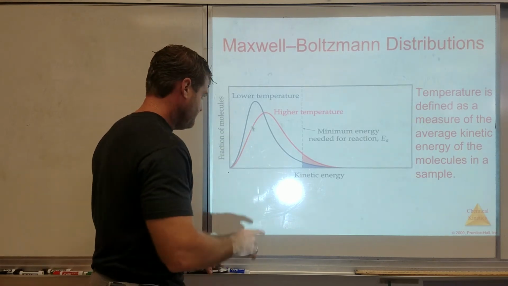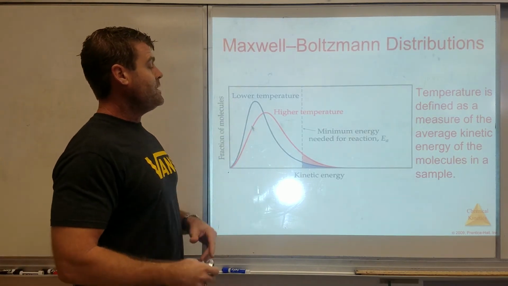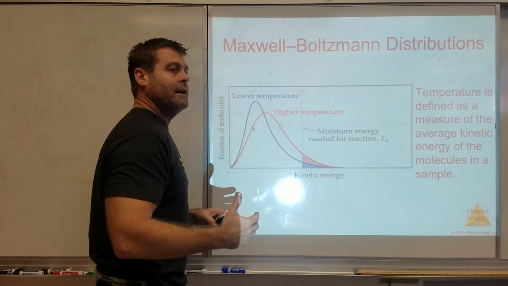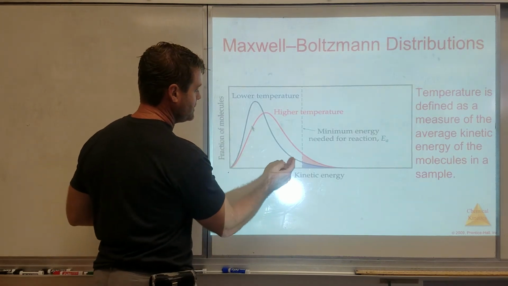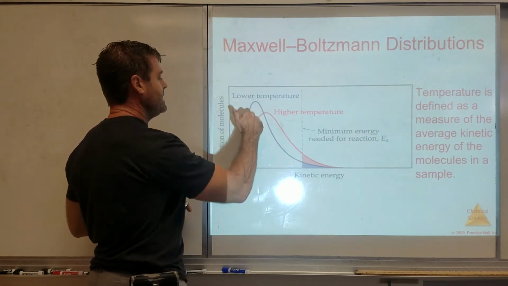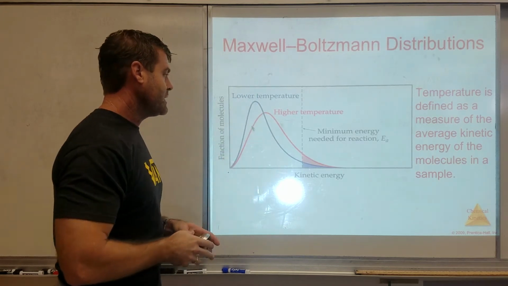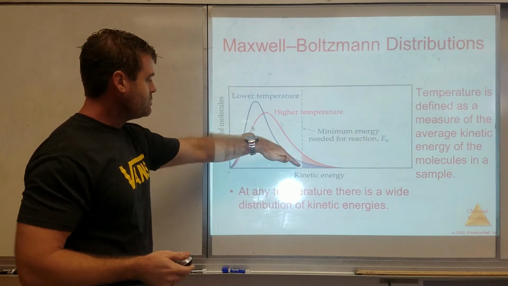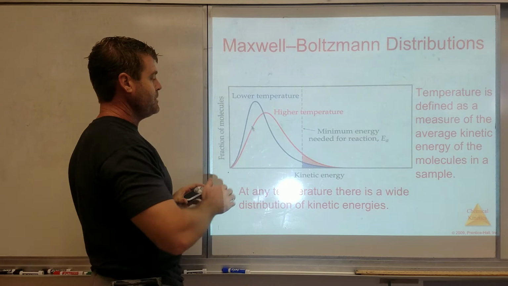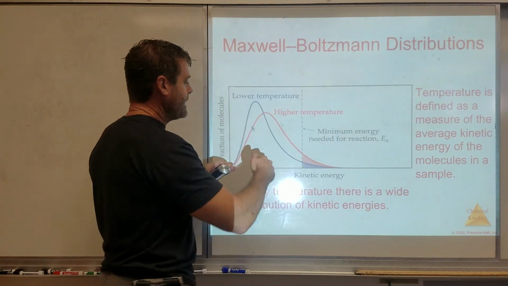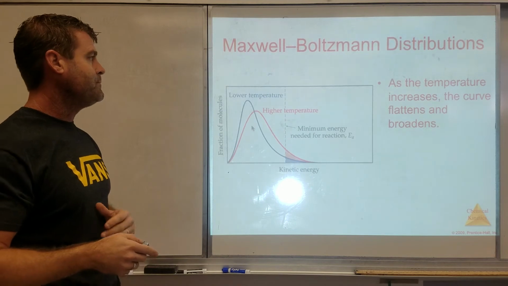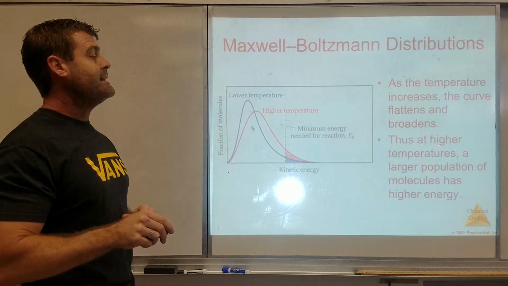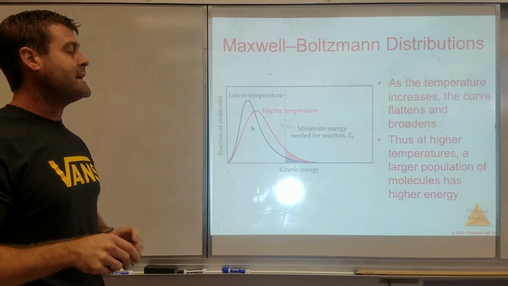And you guys will see a difference here. When you have a sample at a higher temperature, the curve is more flat. And a sample of matter at a lower temperature, you still have a range of fast moving to slow moving, but it is a tighter, narrower range, okay? So at any temperature, there's a wide distribution of kinetic energies, which is what these curves are showing. But just realize at a higher temperature, the curve is broader and flatter than it would be at a lower temperature. As the temperature increases, the curve flattens and broadens, okay? And thus at higher temperatures, a larger population of molecules has higher energy.